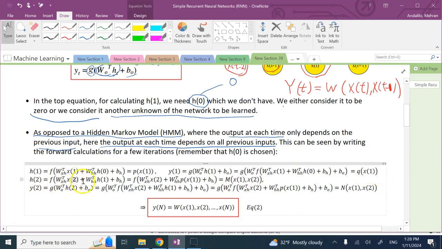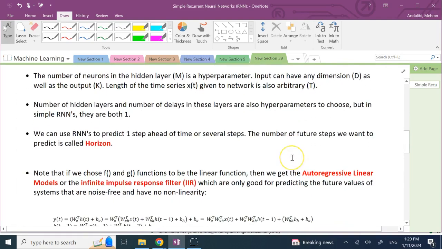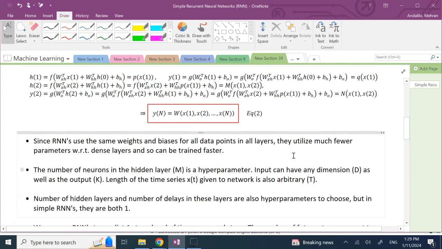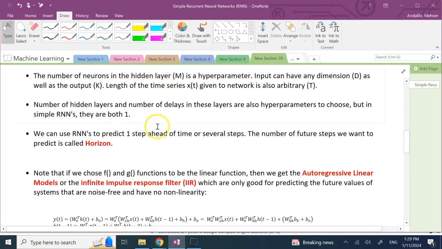Then h2 is a function of x2 and h1, but h1 was a function of x1, so h2 will be a function of both x1 and x2. y2 is a function of h2, so y2 should also be a function of x1 and x2. If you go forward, you see y3 is a function of x1, x2, x3, and in general, yn is a function of all previous x's, from x of 1 all the way to x of n. So this is the general property of the recurrent neural networks.